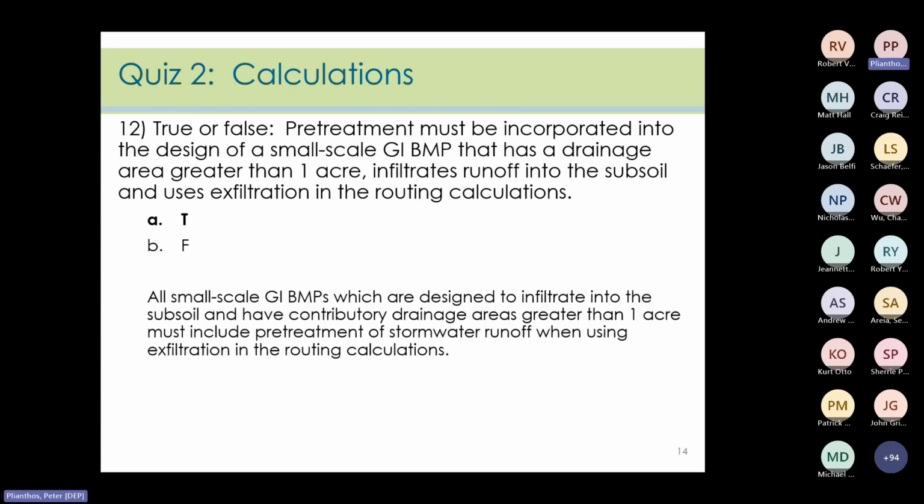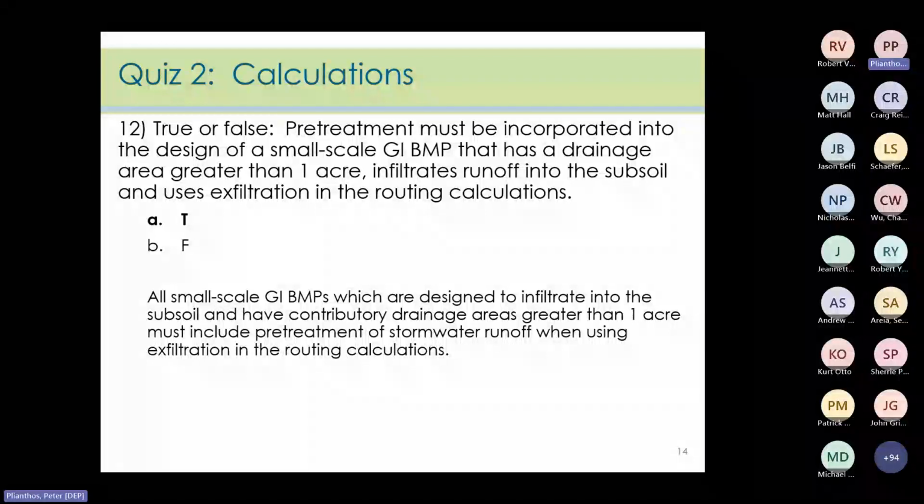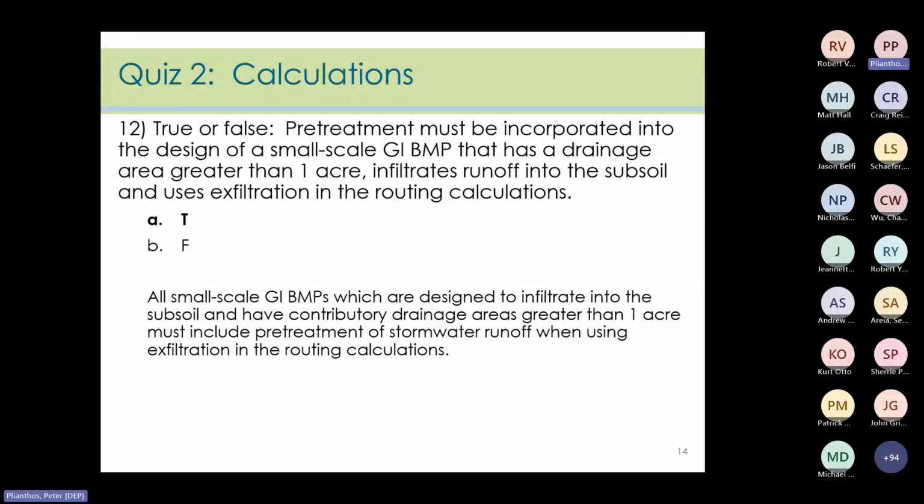All small-scale GIBMPs, which are designed to infiltrate into the subsoil and have contributory drainage areas greater than 1 acre, must include pre-treatment of stormwater runoff when using exfiltration in the routing calculations.